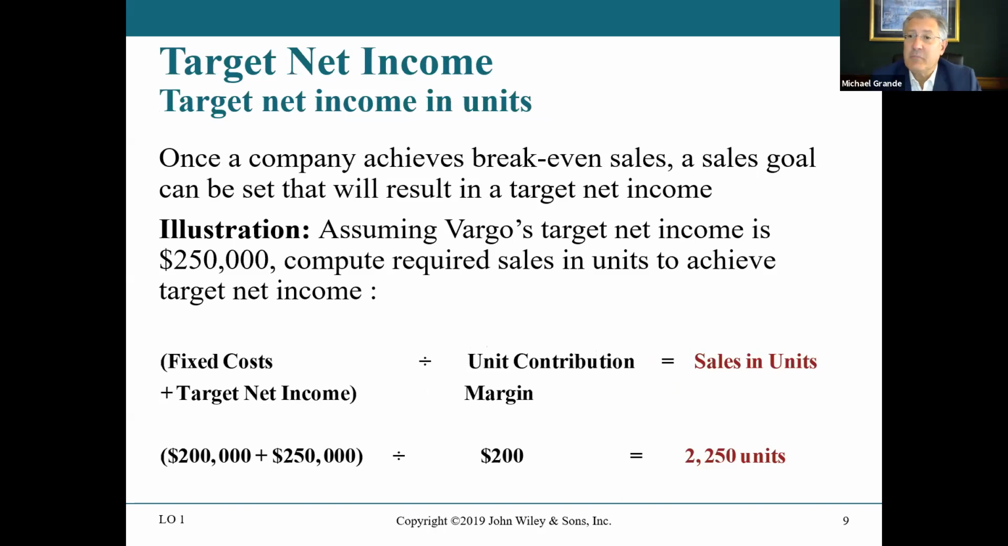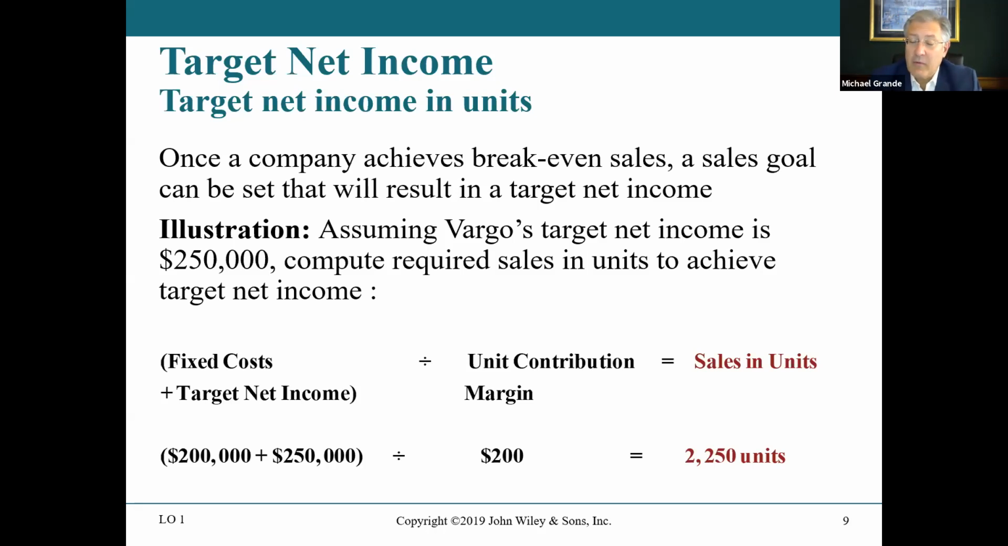Once a company achieves break-even sales, a sales goal can be set that will result in a target net income. Assume Vargo's target net income is $250,000. Compute required sales in units to achieve a target net income. And this is very similar to the break-even point in units. Remember, the formula was fixed cost divided by contribution margin, which gives you break-even point.